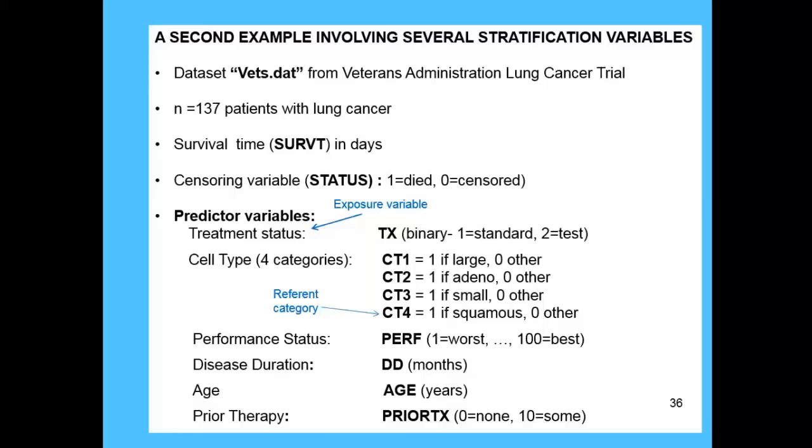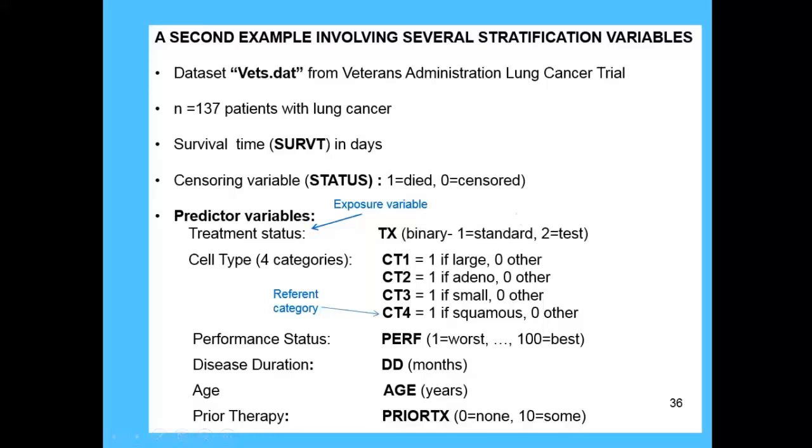In this example, it's a different data set called the Veterans Data Set. It's a lung cancer trial, a clinical trial. There were 137 patients. They all had lung cancer and were being treated to see how long they survive. Time until death is the time variable, and the censoring variable is whether they died or were censored.